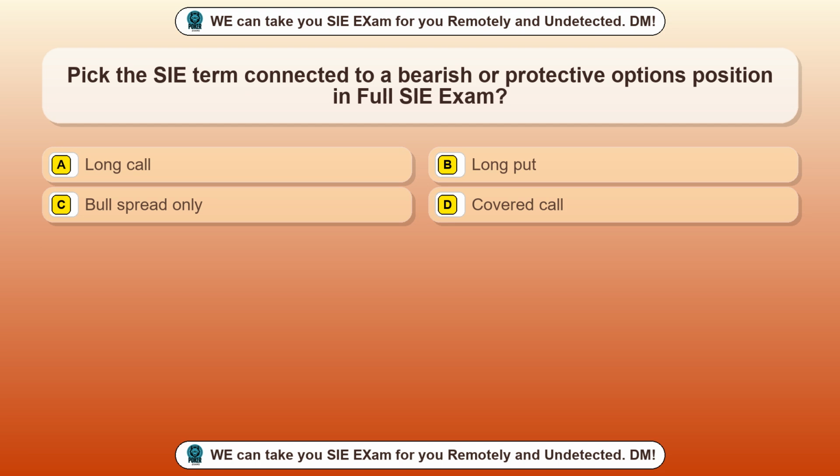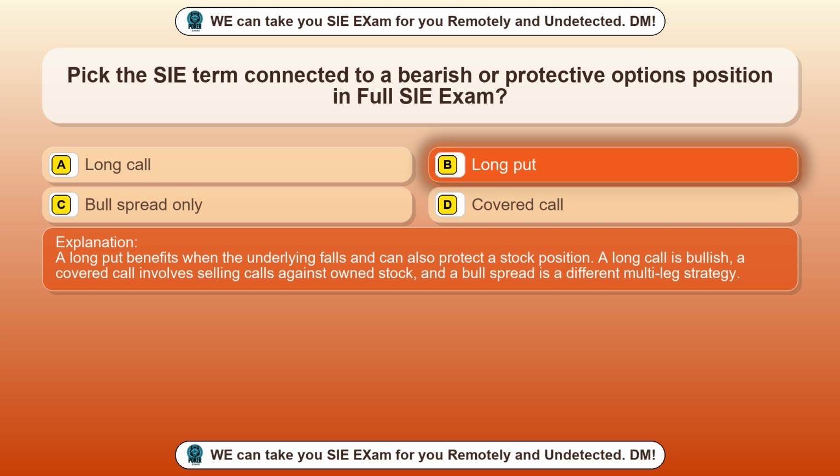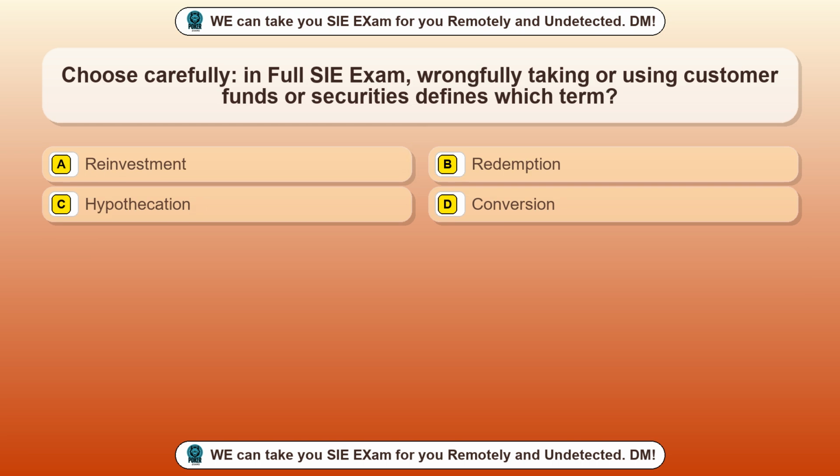Question 98. Pick the SIE term connected to a bearish or protective options position in full SIE exam. Option A, long call. Option B, long put. Option C, bull spread only. Option D, covered call. The correct answer is option B, long put. A long put benefits when the underlying falls and can also protect a stock position. A long call is bullish, a covered call involves selling calls against owned stock, and a bull spread is a different multi-leg strategy.